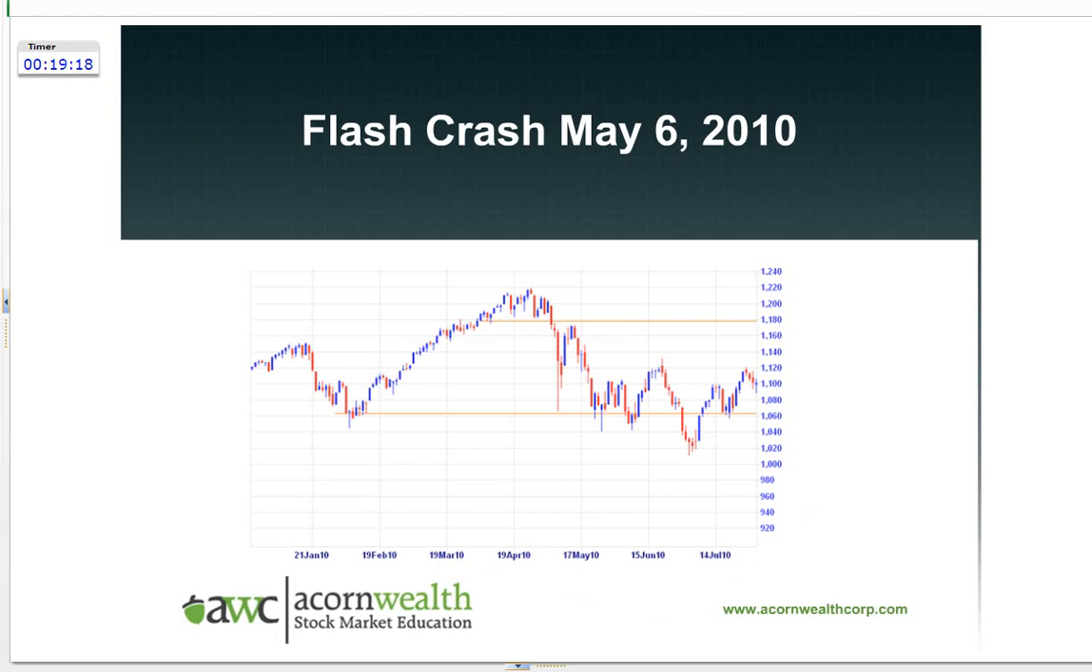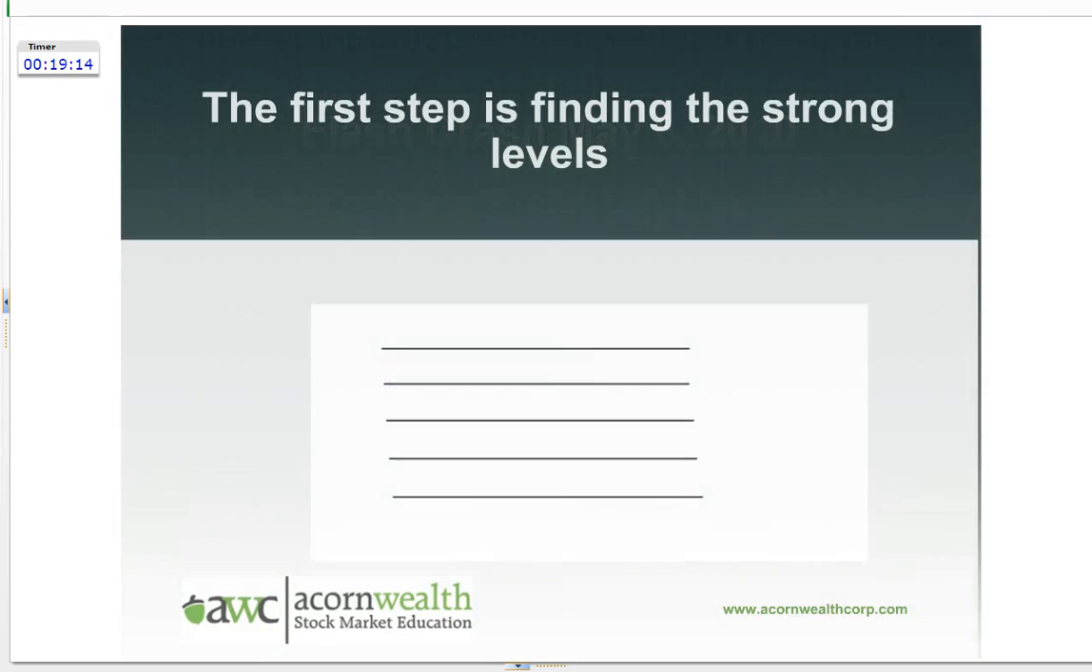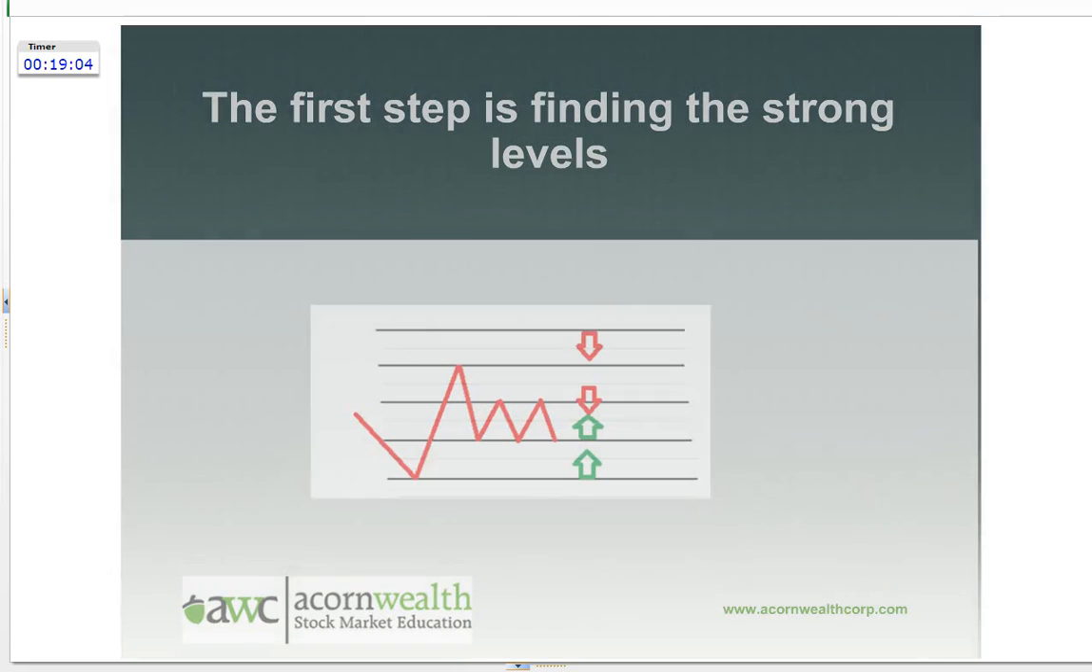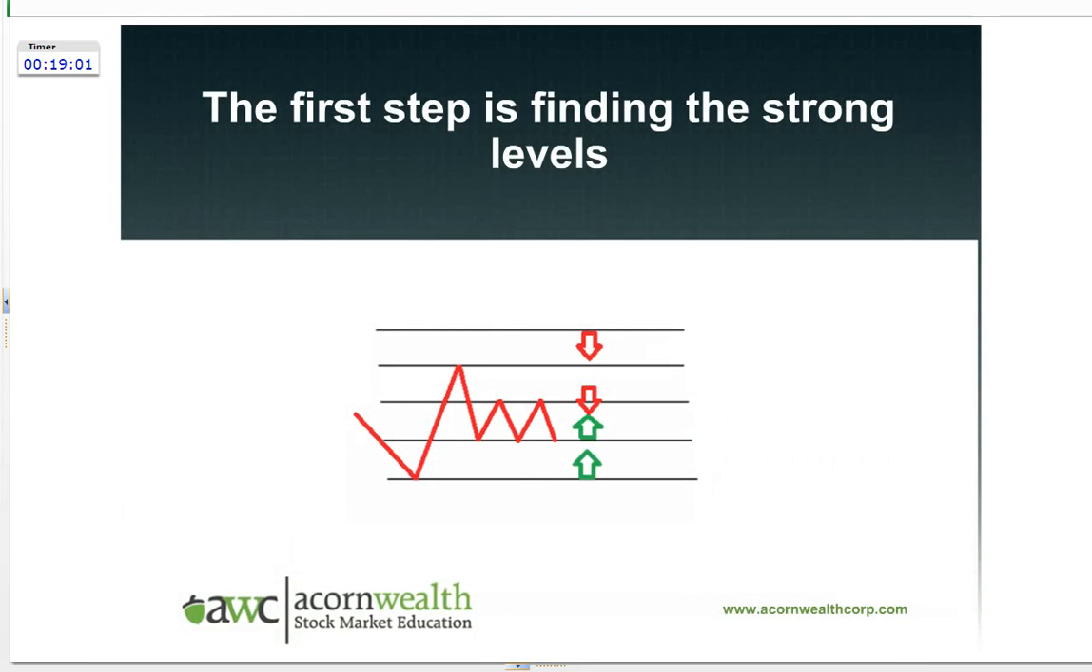So how do we find where the levels are? Where do we find that 1040 line that the market's going to reverse at versus, say, 1060, which would have been too soon? How do we know what to look for? Well, the first step is finding strong levels. When we're looking for strong levels, there's a couple of questions we need to ask when we start looking at the chart.